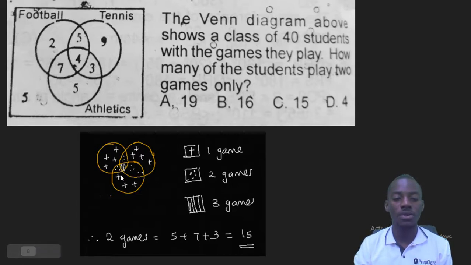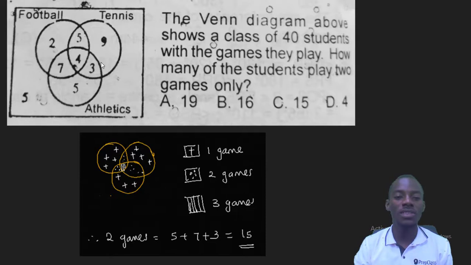That's 2 games. This is what it means. Add here to here to here. That's for 2 games. Then 3 games is in the middle here. So 1 game is here plus here plus here. Then 2 games here plus here plus here. Then 3 games is here.